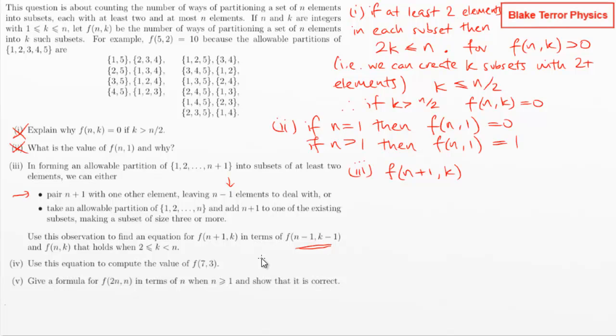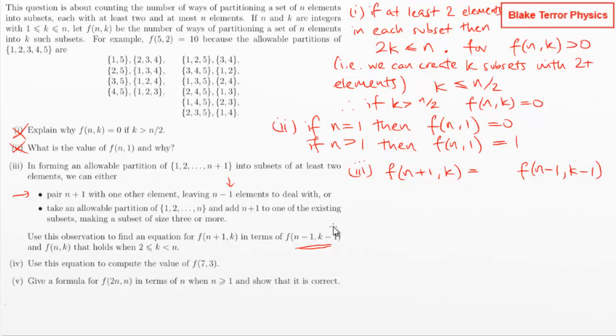f(n-1,...). Oh yeah, because we've already paired it up with one other element. Yeah, we take the n plus 1, we pair it with another element. That's one subset out of our k. So we've got k minus 1 subsets left. So we're going to have f(n-1,k-1).